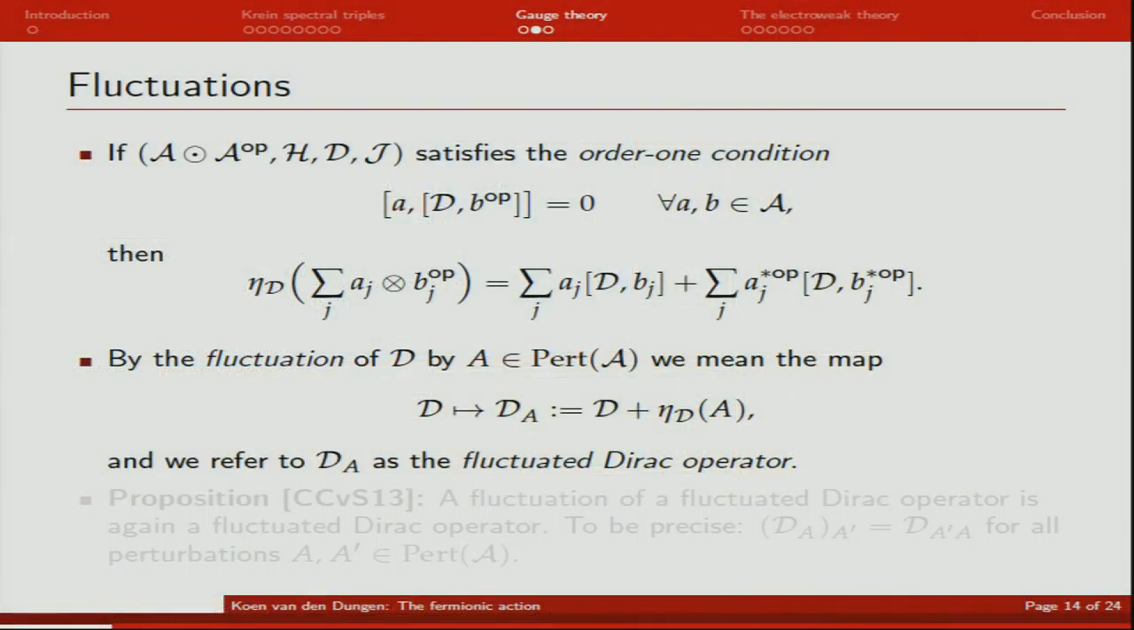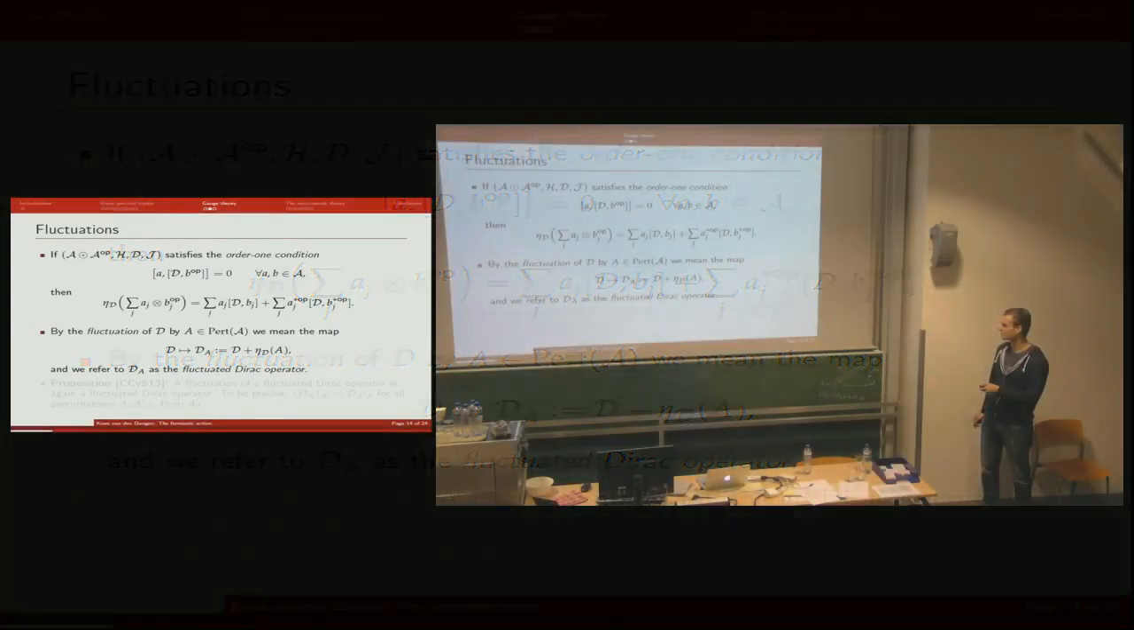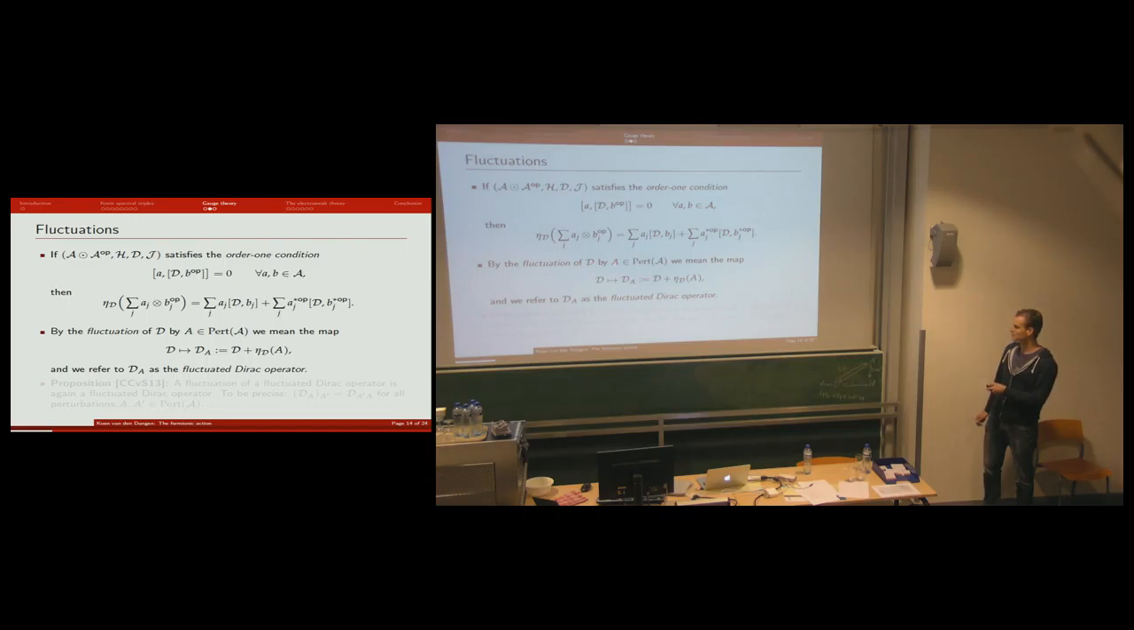Right, so then we use this map from the perturbation semigroup to the one forms to construct fluctuations of the operator D. We simply take an arbitrary element in the perturbation semigroup, and then we add its image under this map to the operator. And in the example we'll see that this will give us gauge fields as well as potentially Higgs fields and things like that.